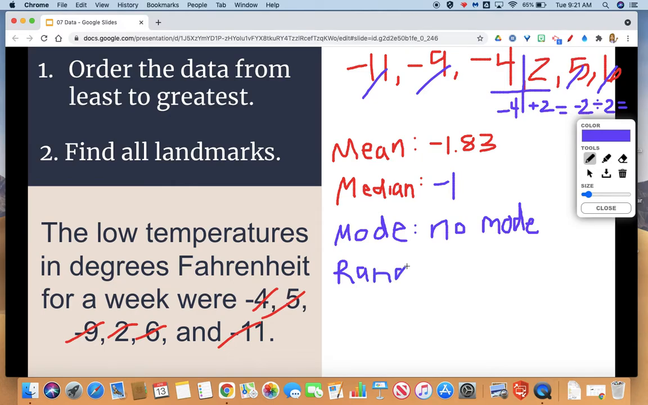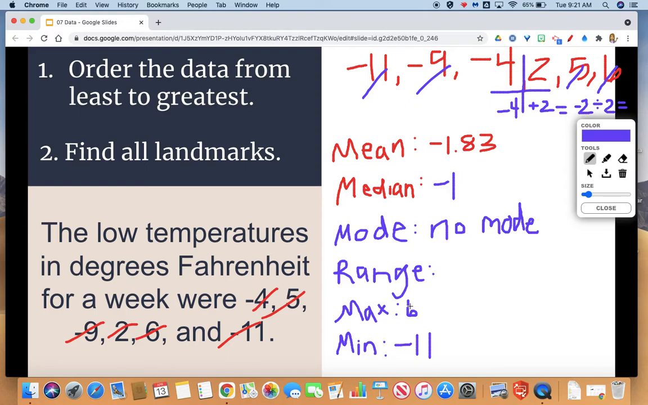To find the range, you need the max and the min because we're going to subtract those. So this will allow us to find the max and the min as well as the range. What's my max in this data set? My largest number is 6. My min in this data set, my smallest number, is -11.